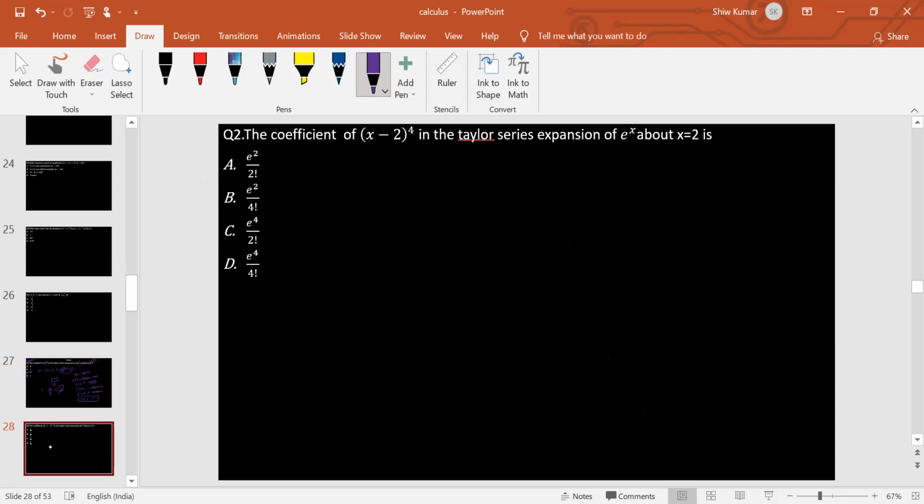The next question is asking: what is the coefficient of (x minus 2) raised to 4? This is the a value; a is given as 2. So I am sure that it's a Taylor series expansion of e raised to x about x equal to 2. So (x minus 2) raised to 4 means you will get the fourth derivative at a equal to 2, divided by 4 factorial. This will be the coefficient.